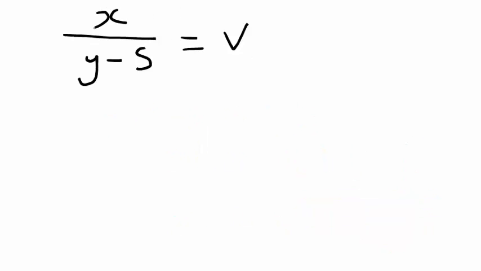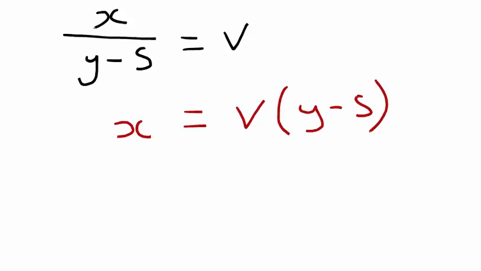Okay, this is number 3. Again, we're trying to find x, so we need x on its own. So the way to do this is multiply the left-hand side by y minus s, so that leaves us x equals, and we multiply the other side by y minus s, so that's v multiplied by y minus s. And that's the answer to number 3.